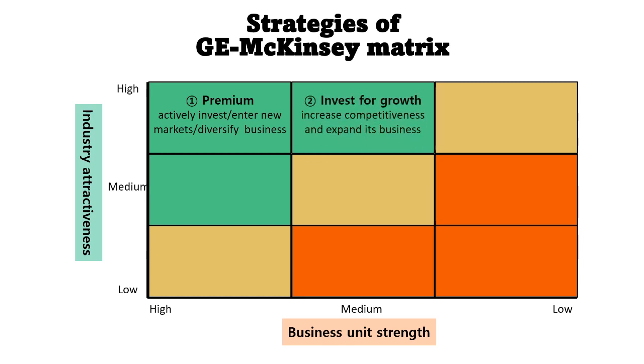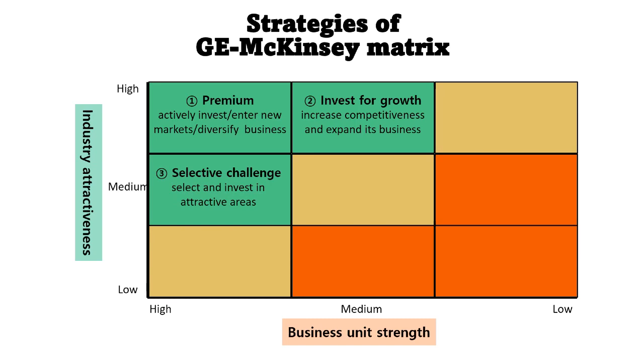Zone 2 is called the invest for growth area. It is an area with high industry attractiveness and medium business unit strength. As the industry's attractiveness is high, an invest for growth strategy is needed to increase the company's competitiveness and expand its business. Zone 3 is called the selective challenge area.